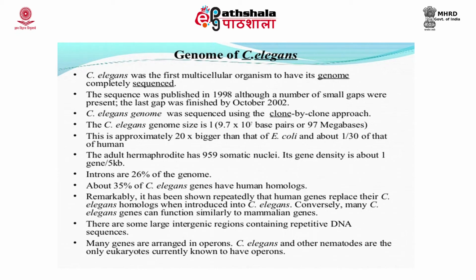There are some large intergenic regions containing repetitive DNA sequences. Introns comprise 26% of the genome. Around 35% of C. elegans genes have human orthologs, showing a lot of promise for development studies. Remarkably, it has been shown repeatedly that human genes replace their C. elegans homologs when introduced into C. elegans. Similarly, many C. elegans genes can function similarly to mammalian genes.